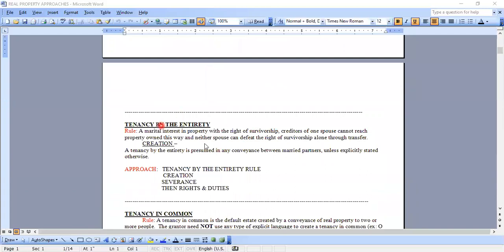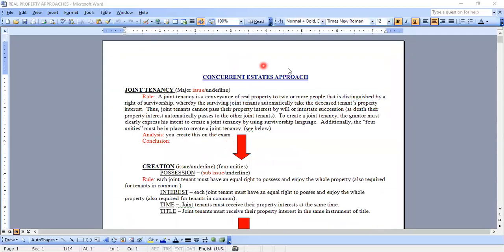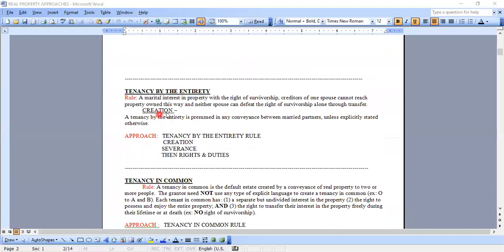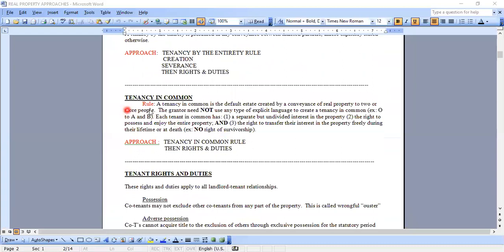So let's talk about our next one before we get to rights and duties. Our next concurrent estate is a tenancy by the entirety. Now, this is a marital interest in the property with the right of survivorship. So you can go through the creation and all of that, but this is very little on MBEs. I've only seen it maybe once or twice, and on an essay, not very many times, maybe once or twice too. Then we'll go into the tenants in common.